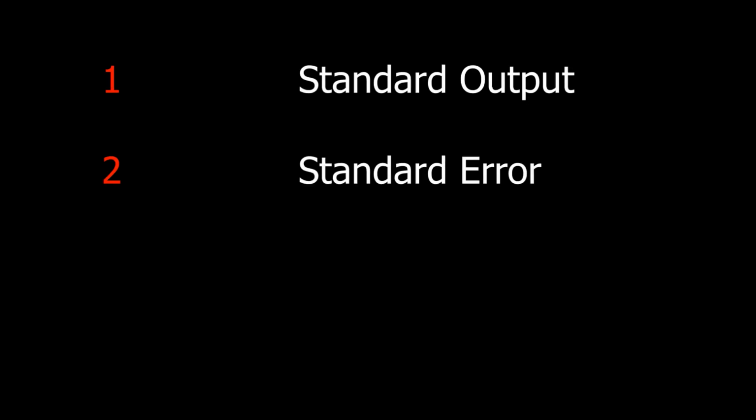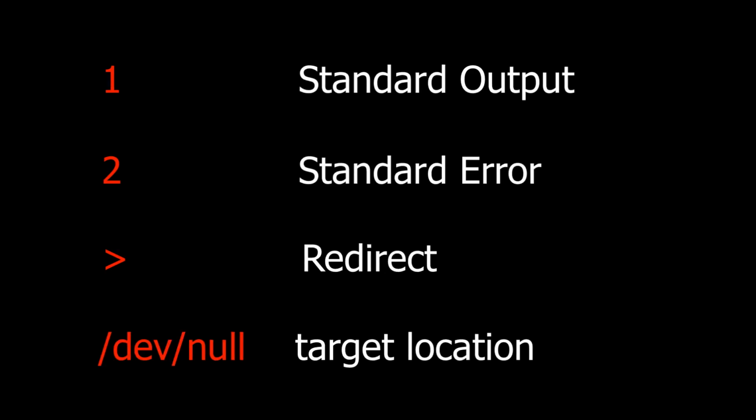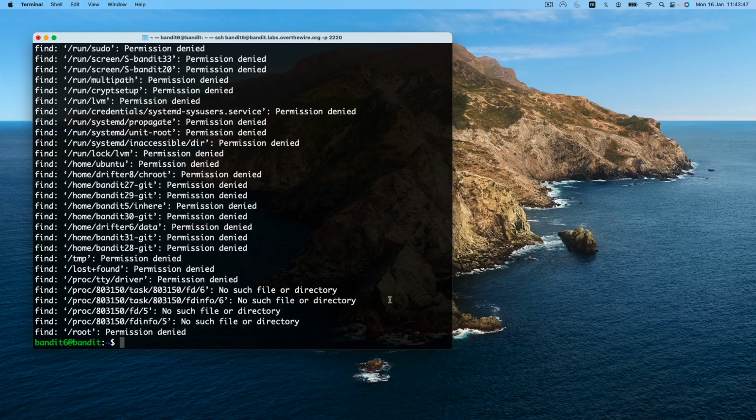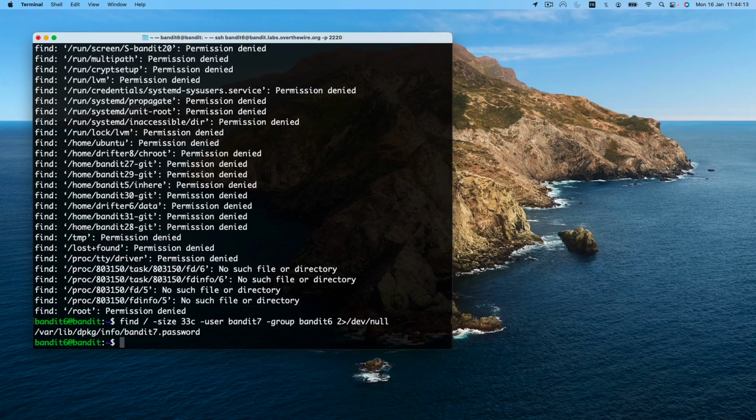So if we only want standard output, we will redirect the messages from standard error to a place where it gets automatically deleted, which is the dev null location. So if we want to add this to our command, it will look like this. And here we have our only correct result. We read it to obtain our password.